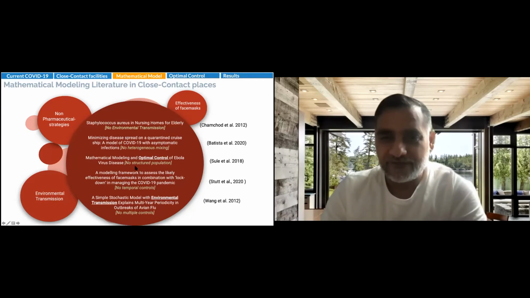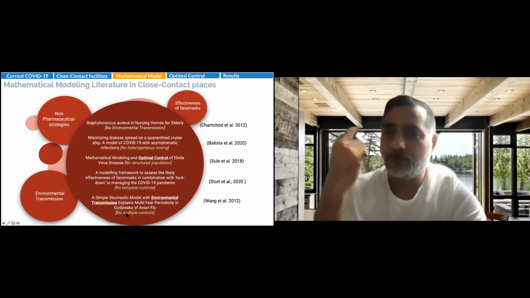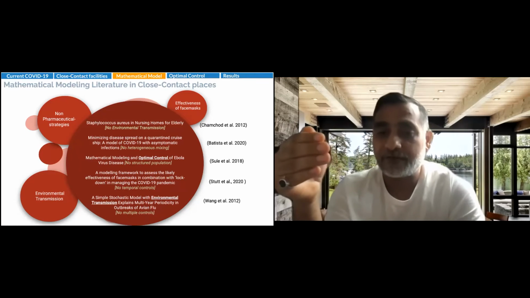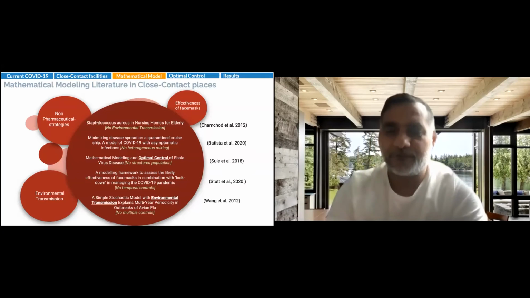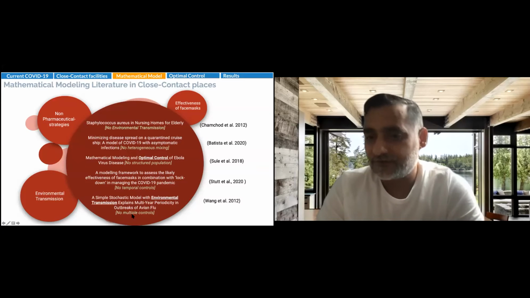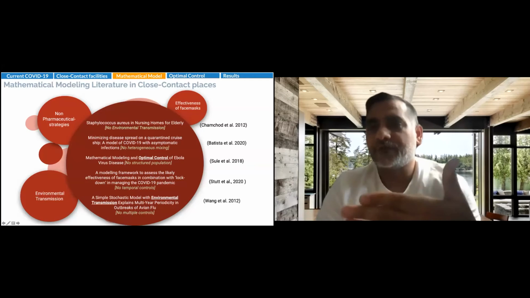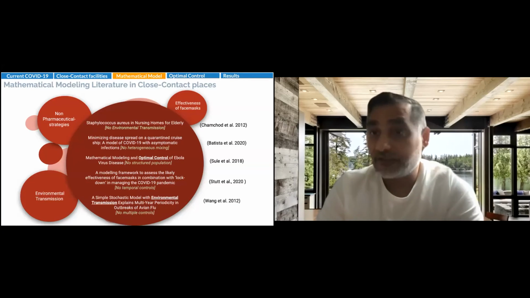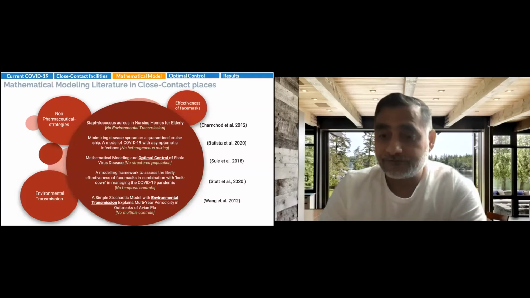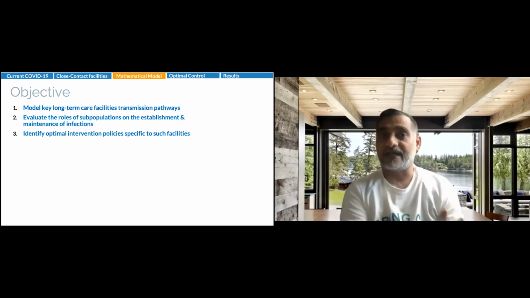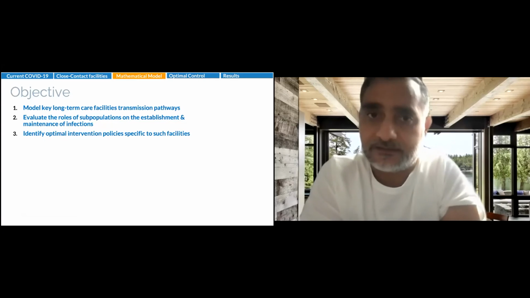So these were the deficiencies that you are seeing in the square brackets that we were not finding in any literature that we could use. And then there was one model that captured some controls, but only one control, environmental transmission, in a very simple model. Basically they were trying to capture periodicity, but nothing with more than one control. So there were limitations in almost all of them from our COVID-19 perspective in close contact facilities. Then we decided to build upon the limited literature.